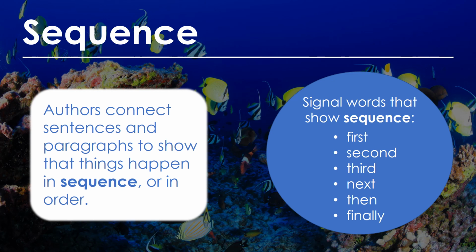First, let's do some review on what sequence is. Authors connect sentences and paragraphs to show that things happen in sequence or in order. So we're looking at texts that tell how things happen in a particular order. Signal words that can show sequence might be first, second, third, next, then, or finally. We'll be looking for those in the texts that we read today.